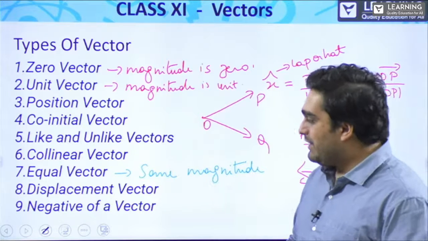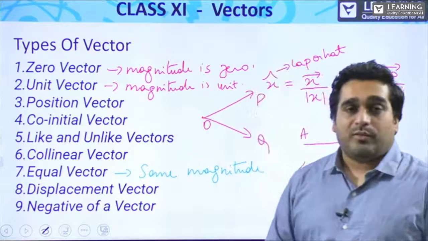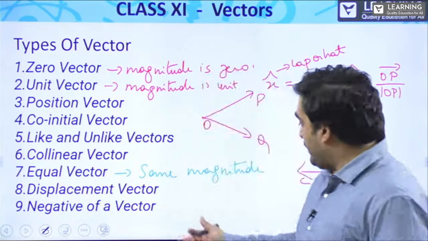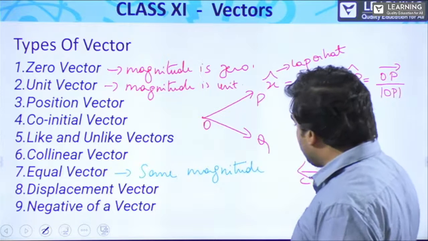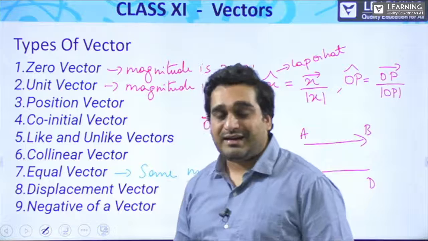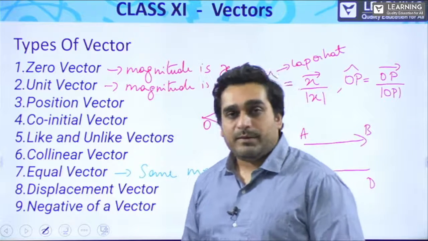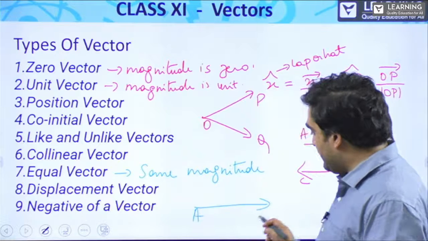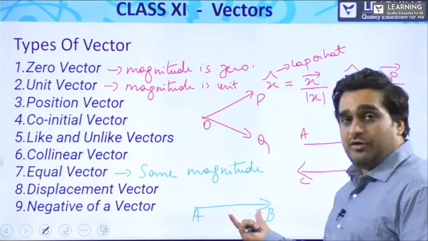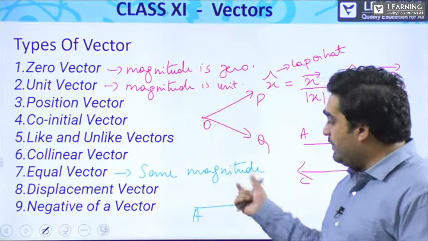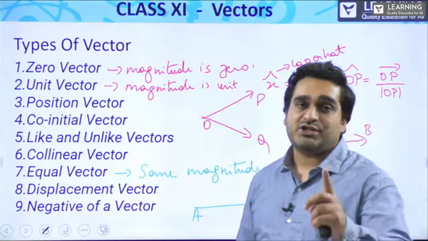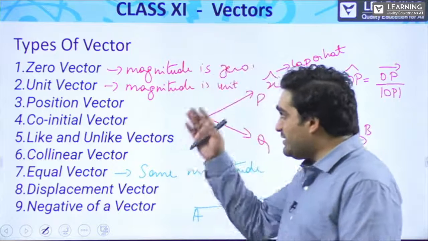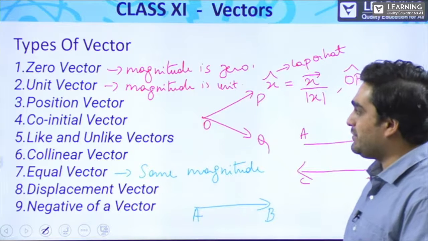And then finally, negative of a vector. Vectors can be positive or negative because of their direction. So one vector pointing along a positive direction, another pointing along the negative direction. You can take a vector pointing along a positive direction, let's say AB, and then you can flip this vector, and when you flip it in the opposite direction, it changes by a sign, which is negative. So these are the various types of vectors.